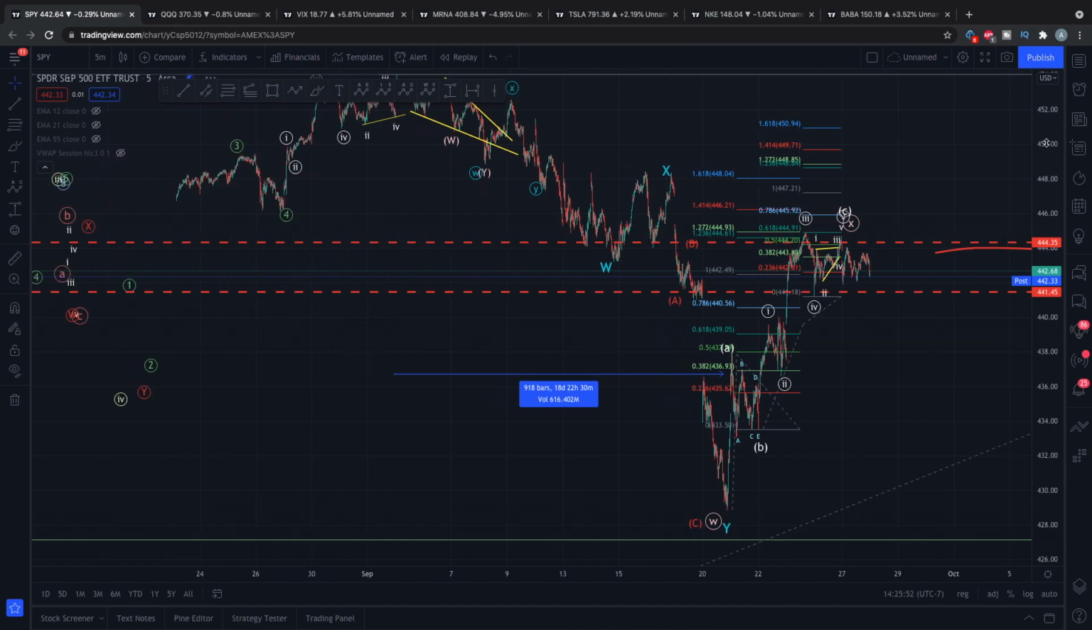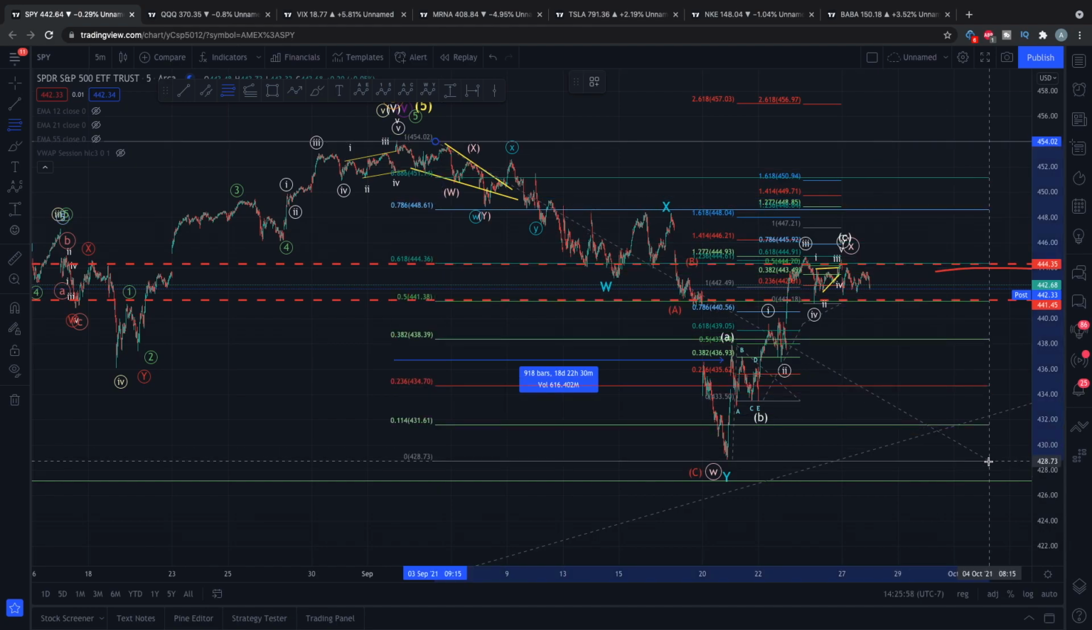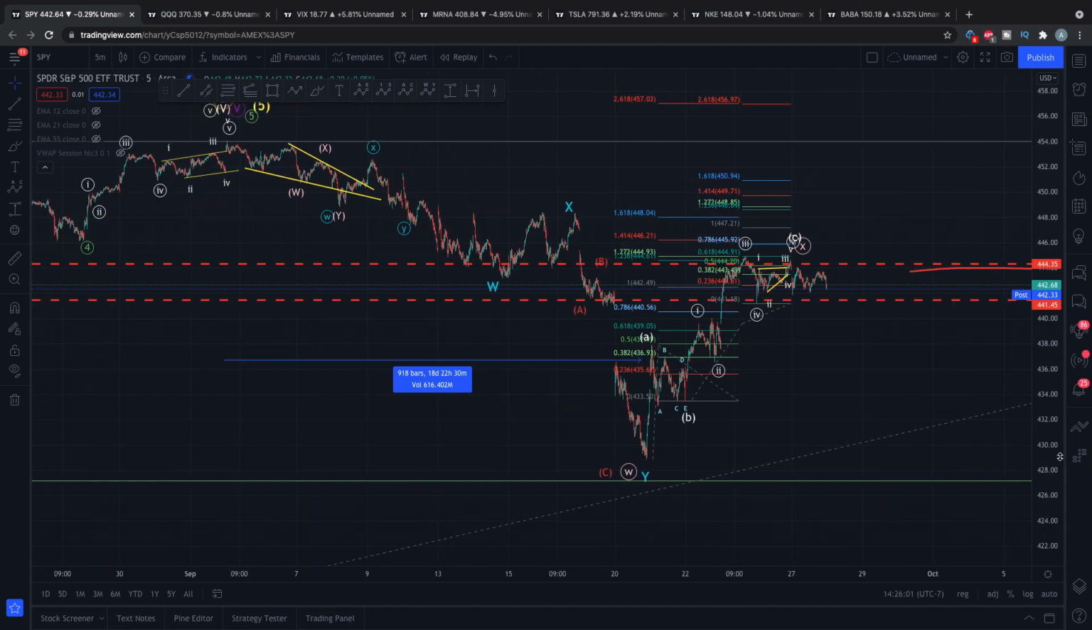To get those levels, all you need to do is take the top of this wave 5 here and drag it down to the bottom of this W wave like this. And you'll see those red zones mark the 0.5 and 0.618 zones right there for you.